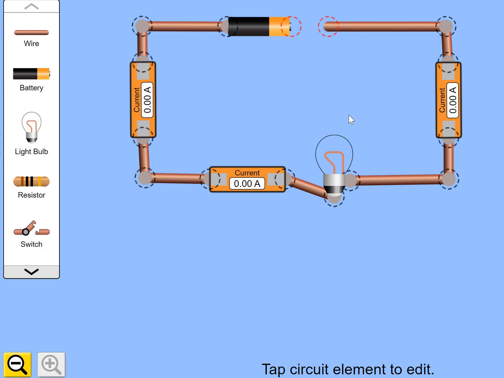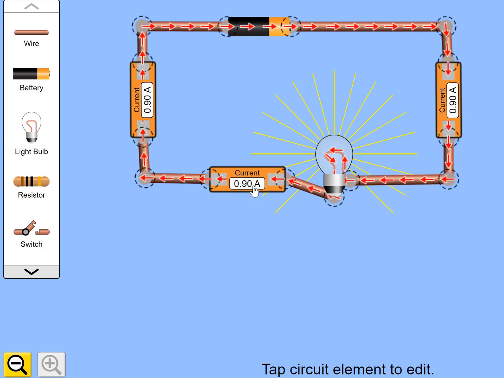Now, we've gone through this before. This is rule number 1. When the circuit becomes complete, current is the same anywhere in the circuit. That was rule number 1.